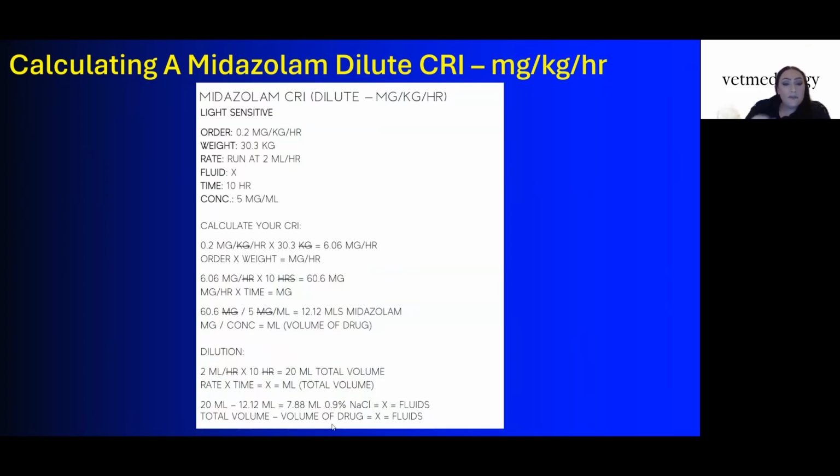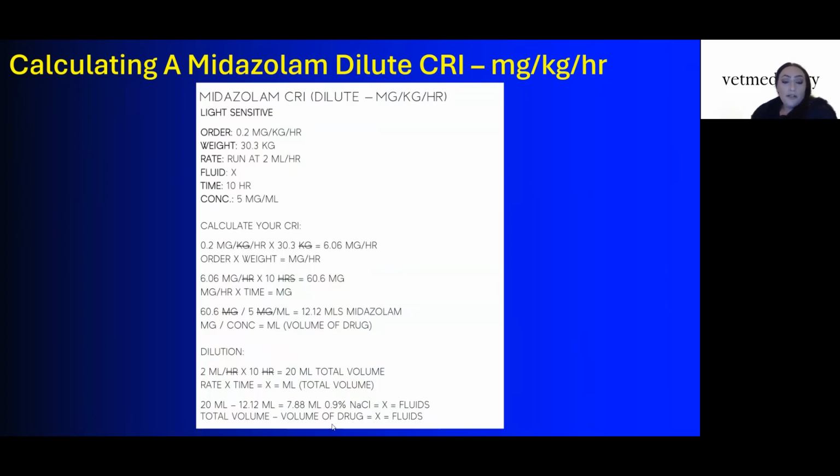Calculate your CRI first. 0.2 mg per kg per hour times 30.3 kgs equals 6.06 milligrams per hour. Again, order times weight is going to give you milligrams per hour. And then milligrams per hour times time is going to give you milligrams. So 6.06 milligrams per hour times 10 hours equals 60.6 milligrams. 60.6 milligrams divided by 5 mg per mil. Our milligrams divided by our concentration is going to give us our mils, our volume of drug. So 12.12 mils of midazolam.